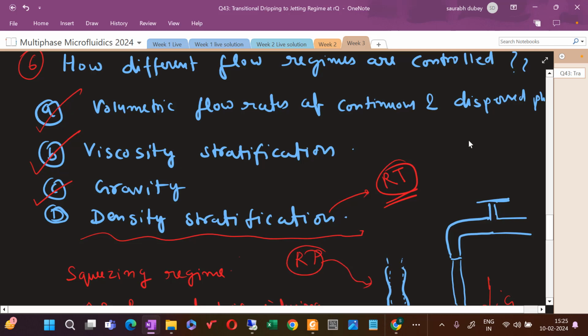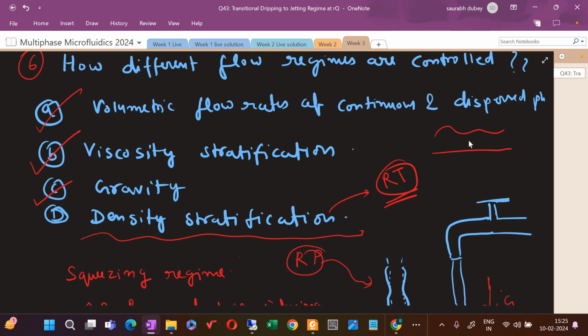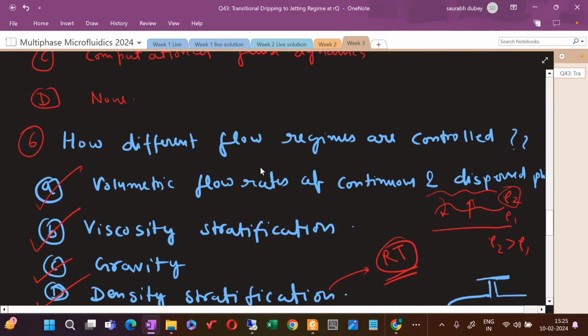Rayleigh-Plateau instability, this one. And Rayleigh-Taylor is what? If the densities of two fluids are such that density 2 is greater than density 1, so this one is denser, then what will happen? There will be inversion. The denser fluid will come down and the less dense fluid will go up. And while this inversion is happening, that process is termed Rayleigh-Taylor instability. So that will also play a part in deciding the morphology. So all of the options are correct in the question.